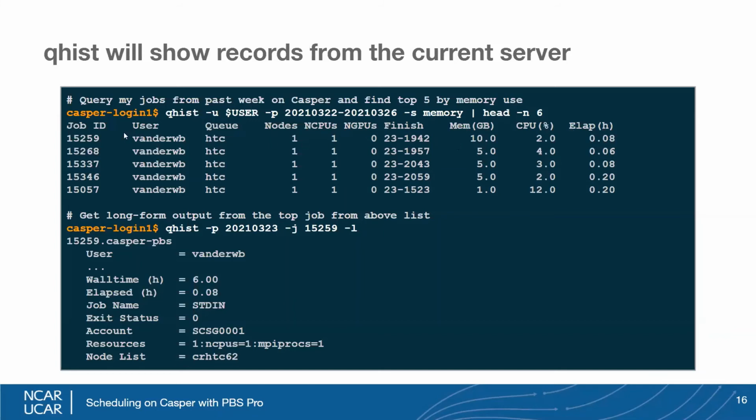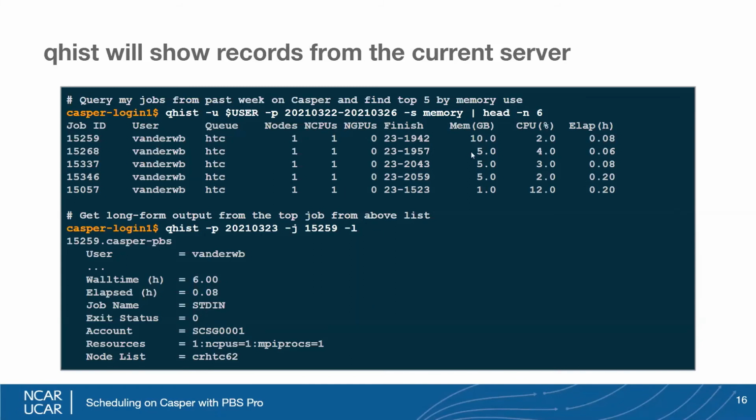And let's say I'm particularly interested in this top memory use job. I can then run qhist again. I can specify just the 23rd, which is when this job ran, and then give it a particular job ID and ask for the long form output, and I can get more details in this long form output. So if you run qhist -h, it'll give you a summary of all the various options, but it's a pretty useful tool.